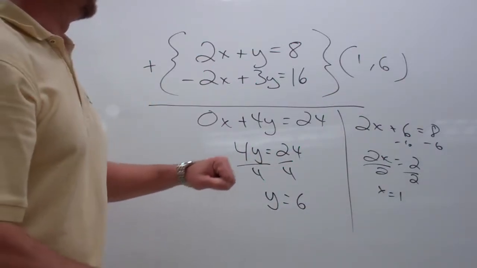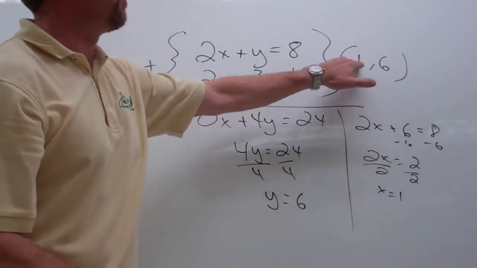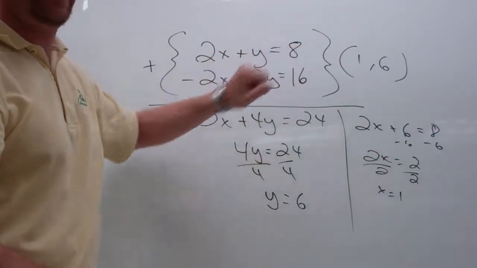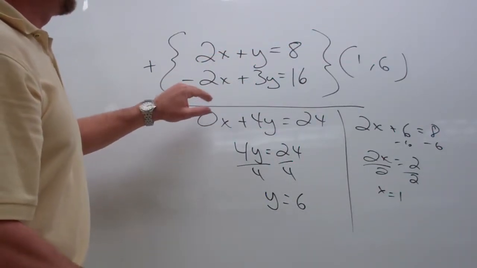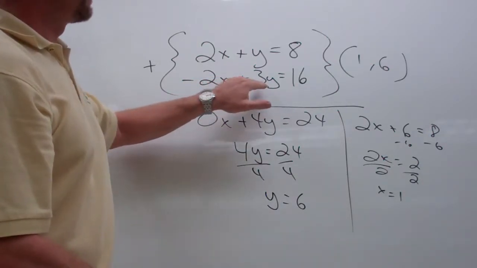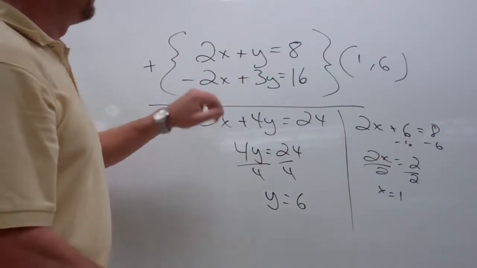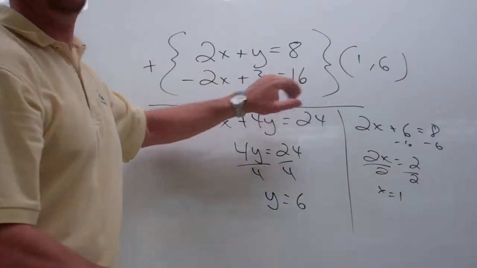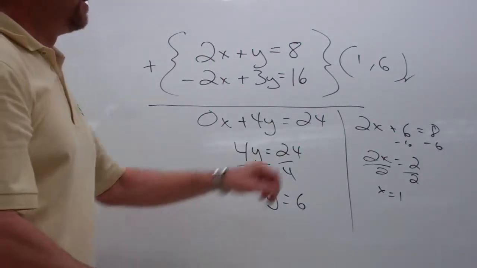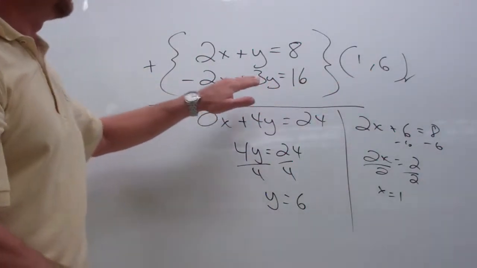And we can check that solution by plugging in 6 for the y, 1 for the x. 2 times 1 is 2, plus 6 makes 8. And also down here we can say that negative 2 times 1 is negative 2, plus 3 times 6, 18. Negative 2 plus 18 is 16. So this solution checks and makes both equations true. So this would be the solution to this system.